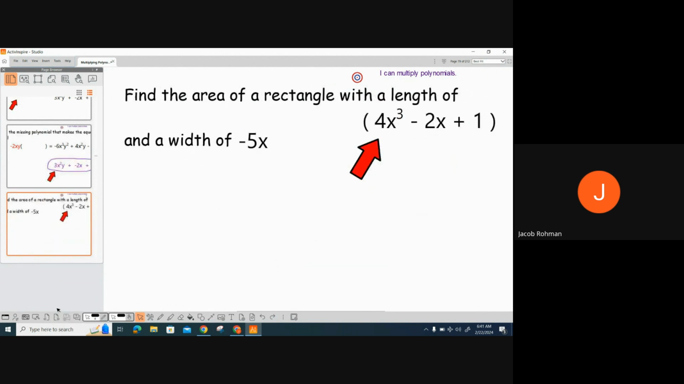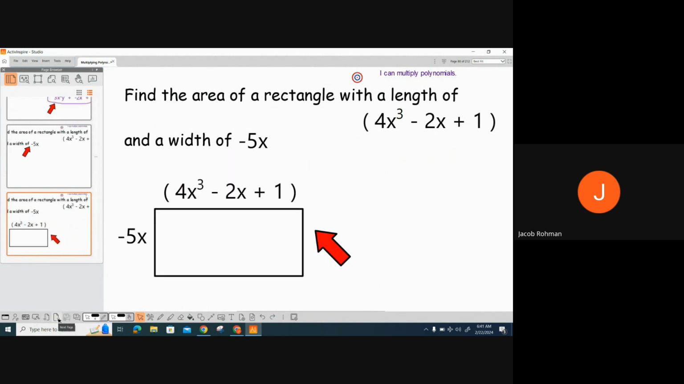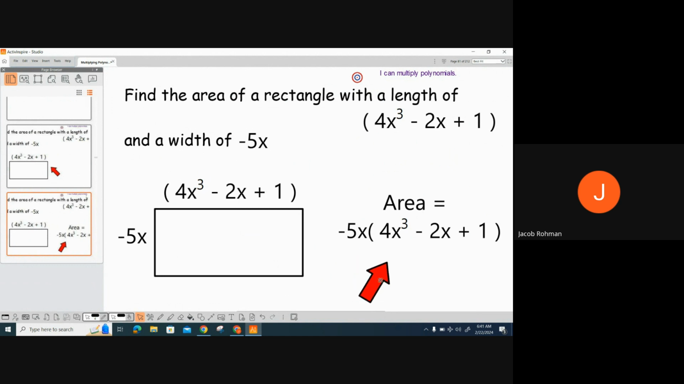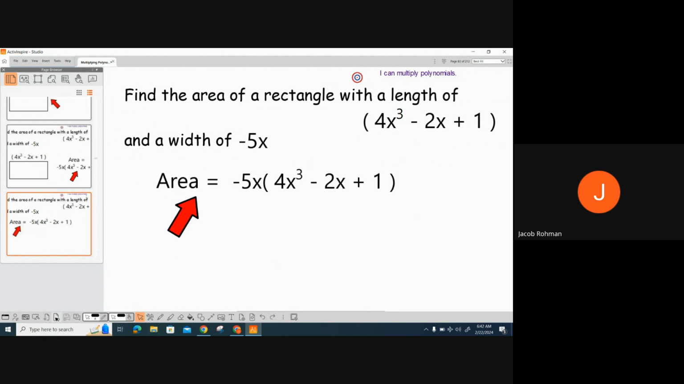And then the last example, it says, find the area of a rectangle with a length of 4x cubed minus 2x plus 1, and then a width of negative 5x. So here I'm just writing out the rectangle with the information that we know. And to find the area of a rectangle, you take the length times the width. So we're going to take negative 5x times the width, which is 4x cubed minus 2x plus 1. So now when I go to solve this area or simplify this expression, I'm just going to use the distributive property again. I'm going to say that negative 5x is going to multiply to every term inside the parentheses.